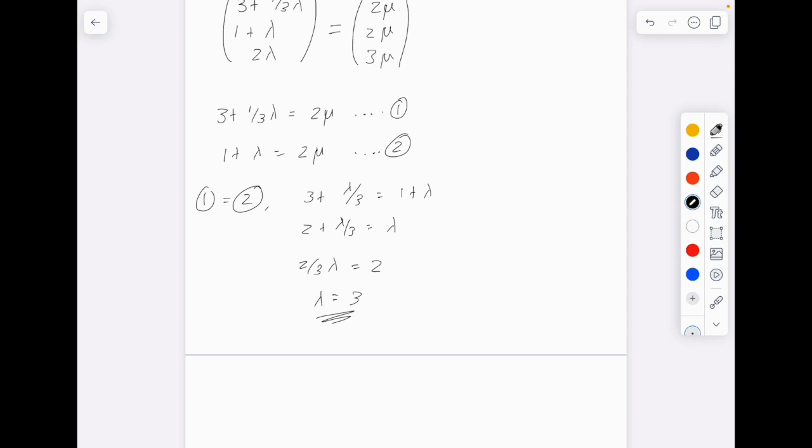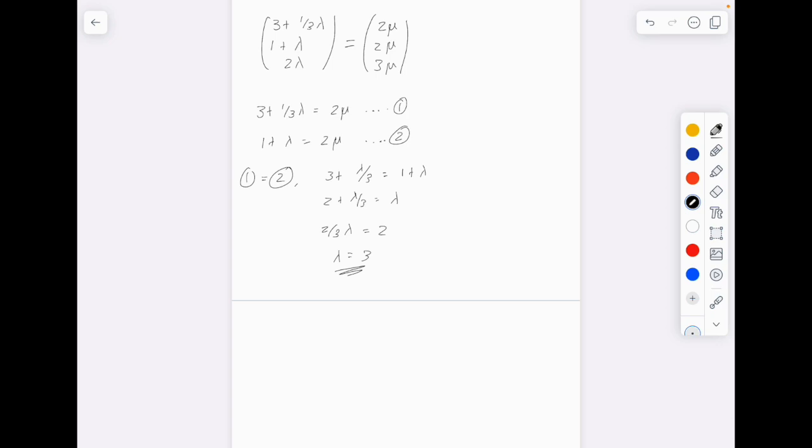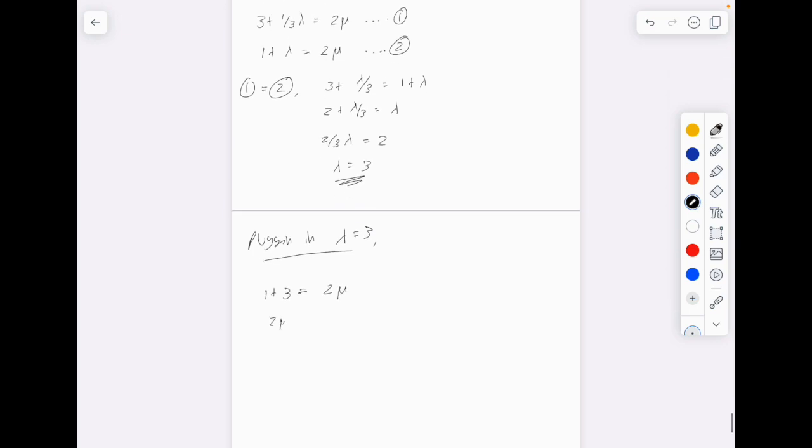Cool. Now I'm going to plug this into our second equation. It doesn't really make a difference. 1 plus 3 equals 2 mu, so 2 mu is equal to 4, mu equals 2. Okay, cool. So we found both of these.